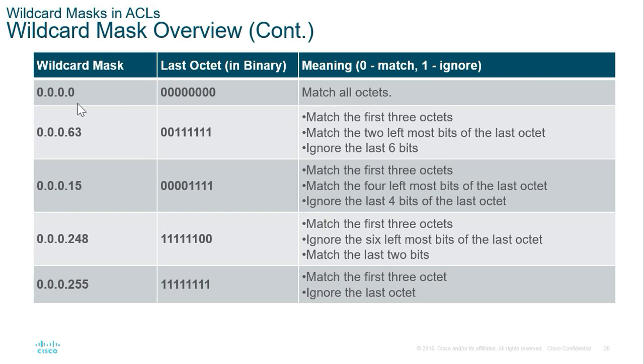Jadi maksudnya kalau dia punya wildcard mask is 0.0.0.0, so you need to match exactly lah. Kalau 192.168.1.1 yang diletakkan dalam ACL, jadi the source address in the packet need to be 192.168.1.1 in order for it to match exactly. Next, kita tengok wildcard mask 0.0.0.63.